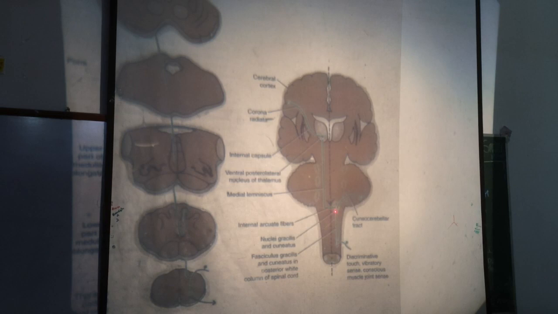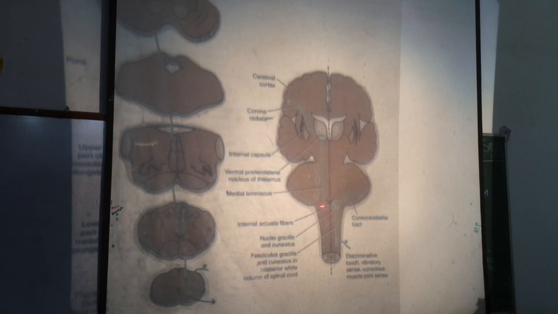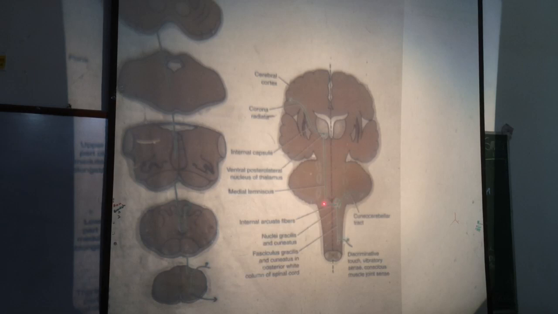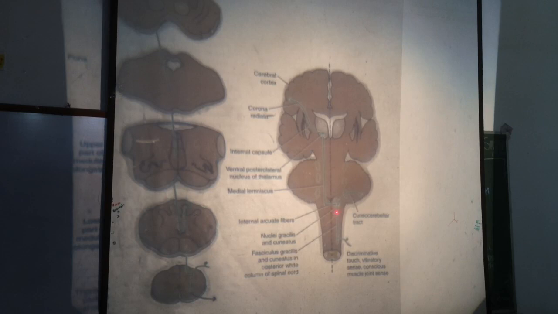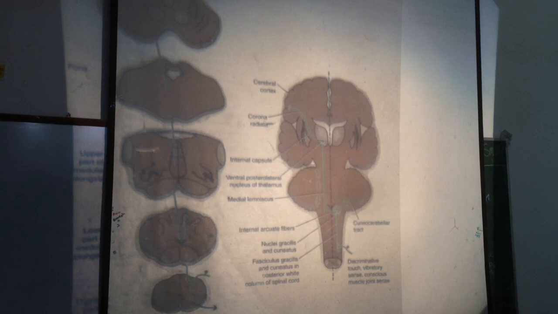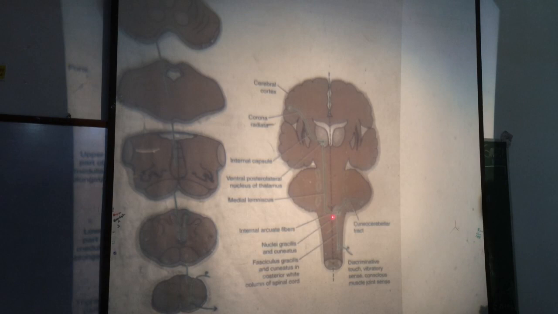These internal arcuate fibers cross over to the opposite side to form the sensory decussation in the medulla oblongata. After crossing, these fibers join the medial lemniscus. So from the nucleus gracilis and cuneatus, second order nerve fibers arise, called internal arcuate fibers, and these cross over to the opposite side to join the medial lemniscus.